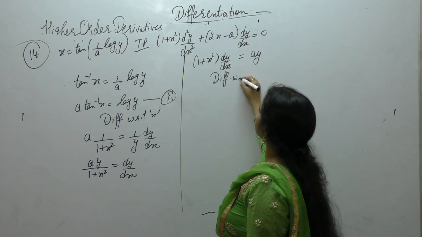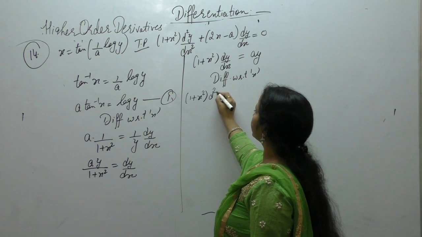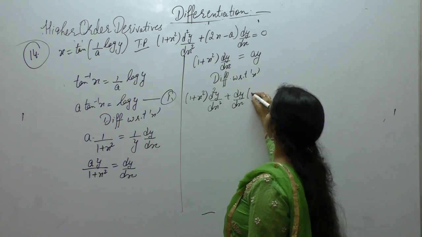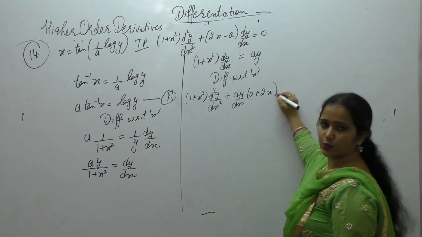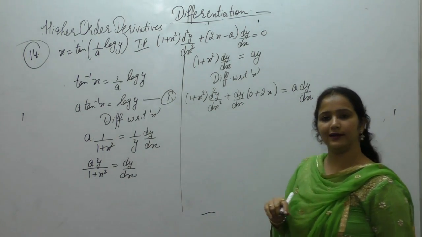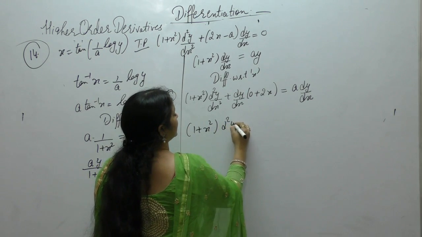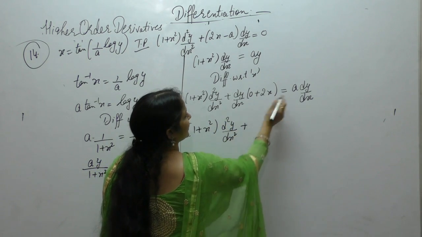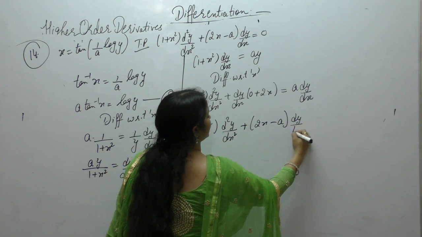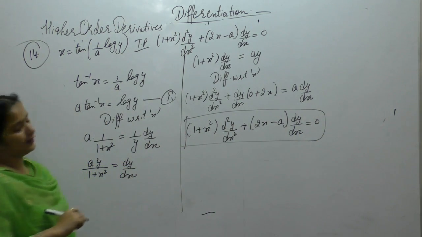Now again differentiate with respect to x. First function, derivative of second, plus second as it is, derivative of 1 is 0, x square is 2x. Derivative of y is dy upon dx. So what we get, (1 plus x square) d square y upon dx square. This a goes on the left hand side, so the sign will change, plus (2x minus a) dy upon dx.